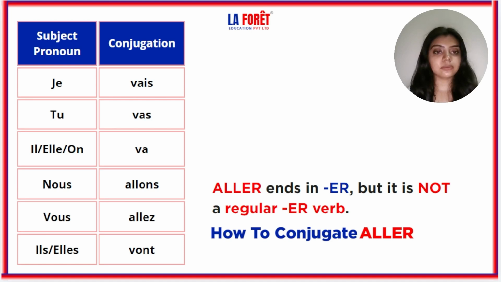Aller means to go. So it will be je vais, tu vas, on va, nous allons, vous allez, ils vont. I am going, you are going, he, she, or we are going, you are going, they are going. So it can also be I go, you go, he goes, she goes, we go, you go, and they go.